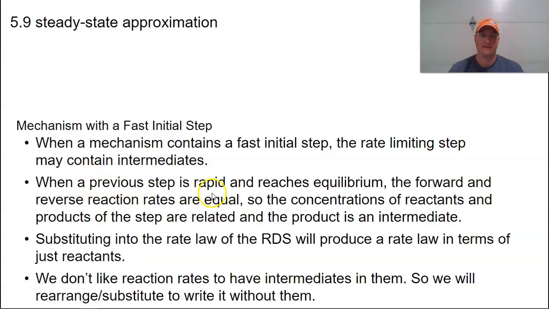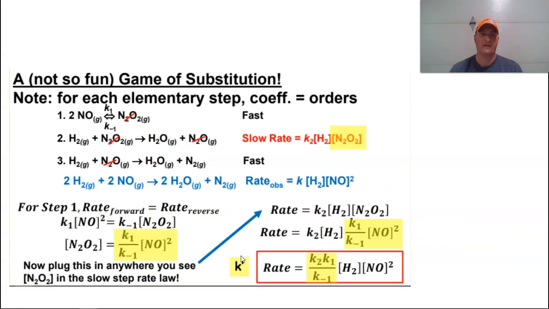When the previous step is fast, it reaches equilibrium, so that's the double arrows. We haven't got into that till unit 6, but it should be something that you've seen in your past. The forward and reverse reaction rates are equal, so the concentrations are related and the product is an intermediate. We substitute that into the rate law of the rate determining step. This will produce a rate law in terms of just reactants. We can't have it with intermediates in them, so we'll rearrange and substitute to write it without them. So, not so fun game of substitution.